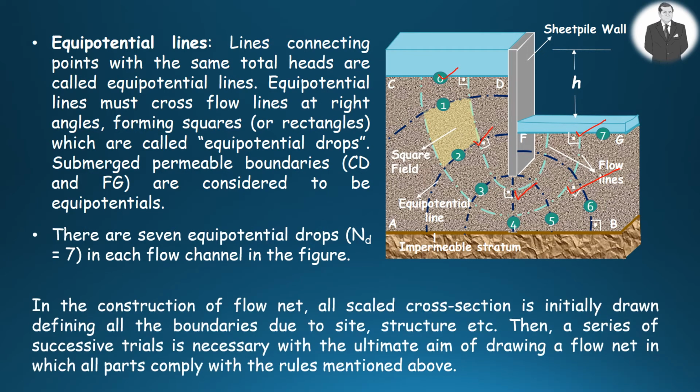In the construction of a flow net, a scaled cross-section is originally drawn, establishing all the boundaries owing to soil, structure, etc. After that, a series of successive trials is needed with the ultimate purpose of drawing a flow net where all parts comply with the rules stated earlier.